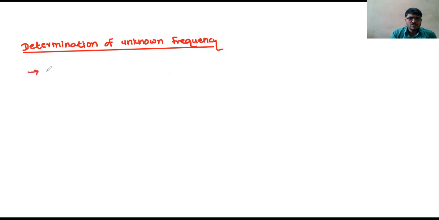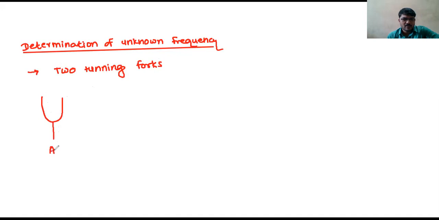So let us suppose there are two tuning forks. How many tuning forks? Two. Now let us take, this is a first tuning fork, a tuning fork A, which is having frequency NA, and this is a known frequency.